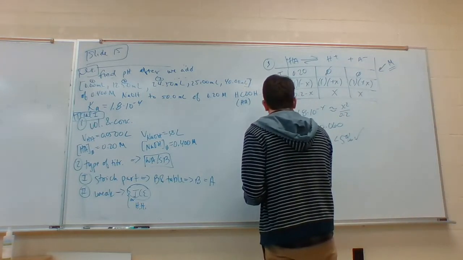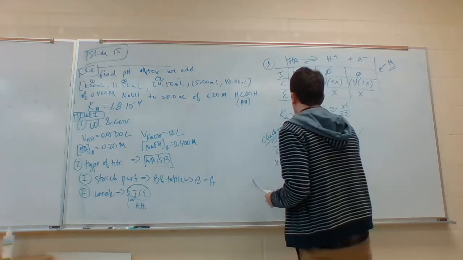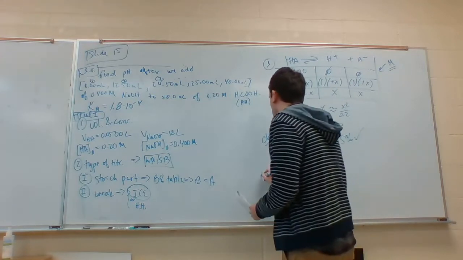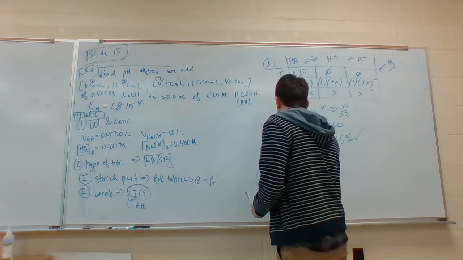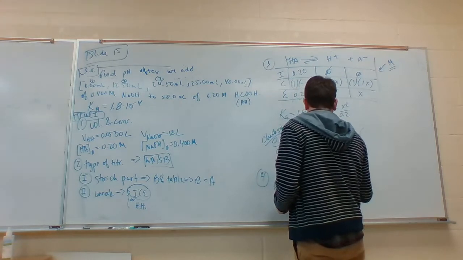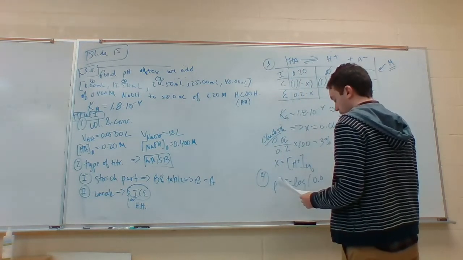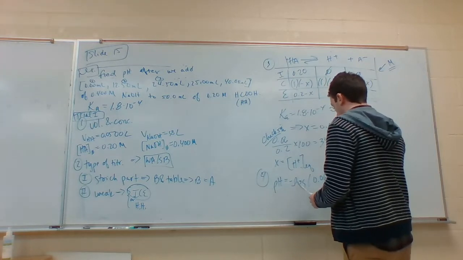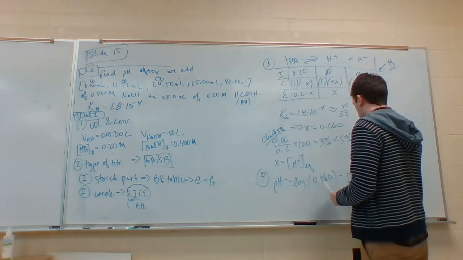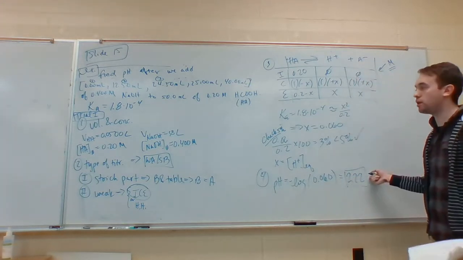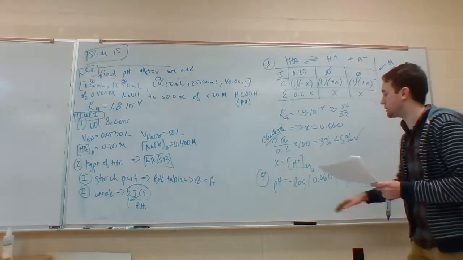Now that x happens to be equal to my concentration of H plus at equilibrium, which means that I can then solve for my pH, which is equal to the negative log of 0.06, which equals 2.22 as our pH. Okay? And that's low, it's acidic, that should make sense.